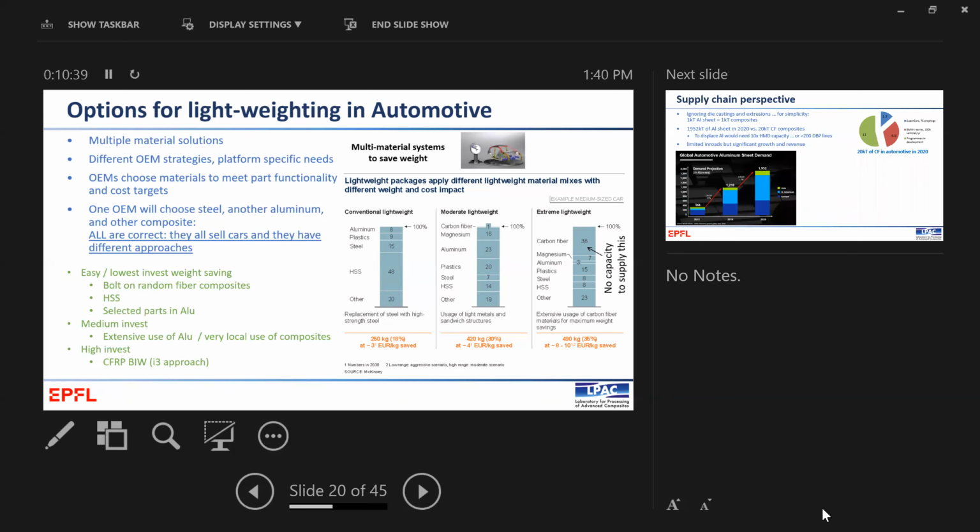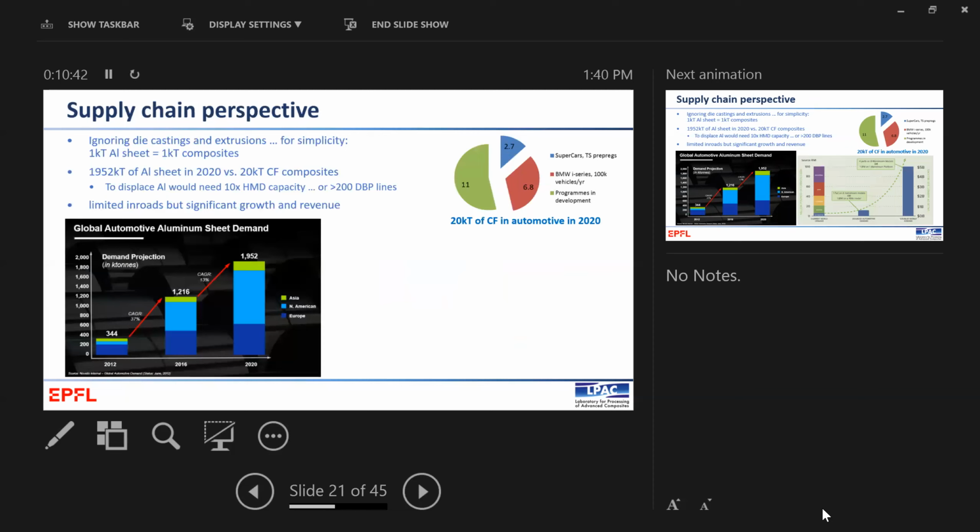So we're going to look a little bit at some of these materials in a bit more detail, but just to make a point, because many people don't understand this. When I worked in DuPont, the senior managers there did not understand that if you assume 1 kiloton of aluminium sheet is equivalent to a kiloton of composites, just roughly speaking. In 2020, there were 2,000 kilotons of aluminium sheet used in the automotive industry, while there were 20 kilotons of composites. And you divide the two numbers together, and you can see the issue.